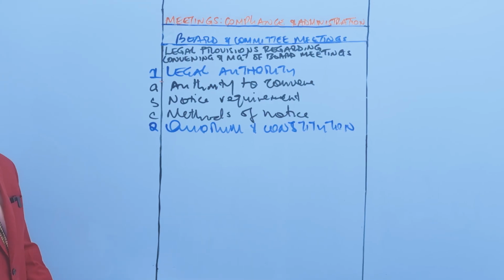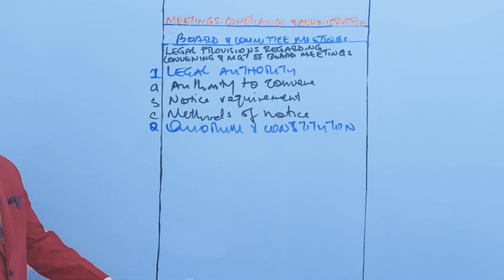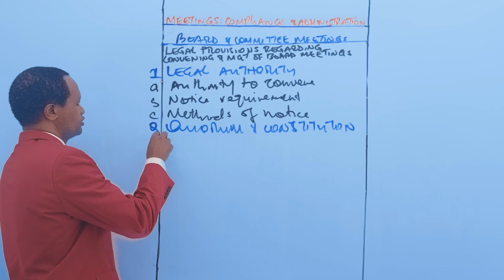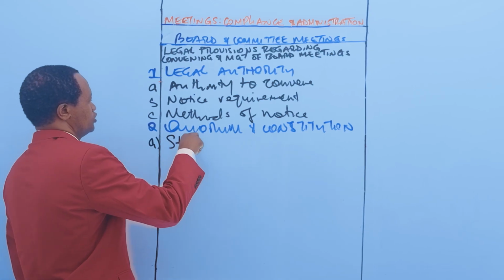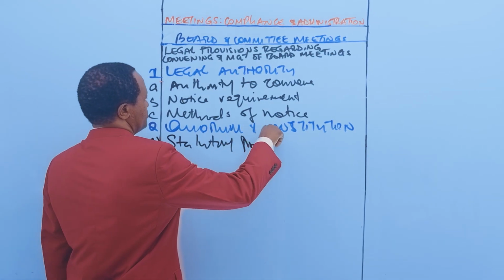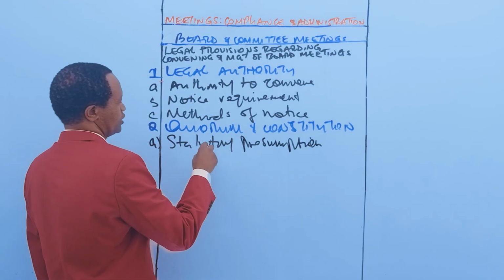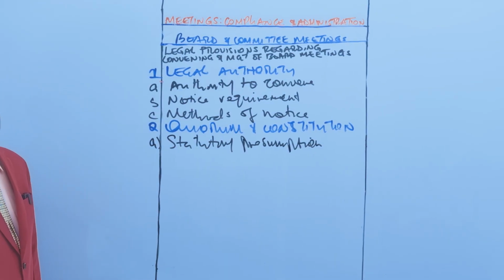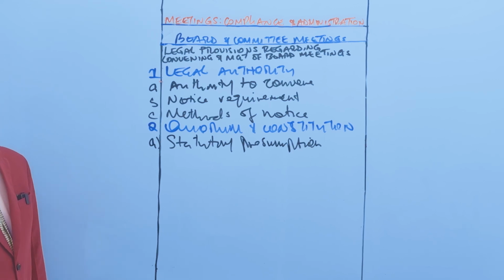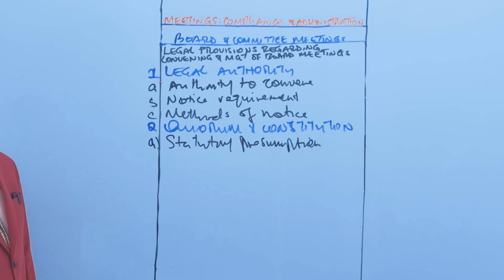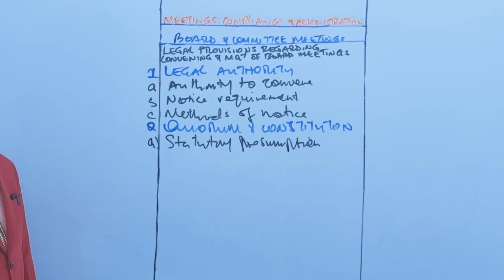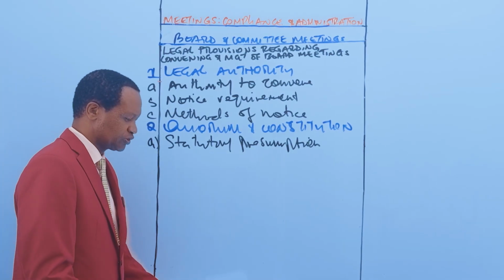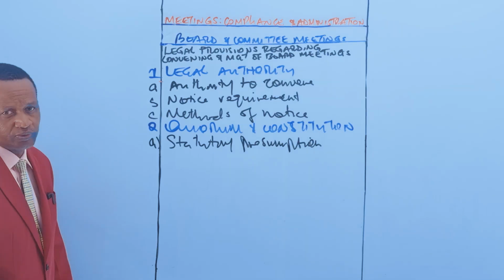There has to be what we call statutory presumption. What does that mean? Now, no business can be legally transacted without a quorum. If a meeting is not properly constituted, any resolution passed in that meeting is not enforceable.